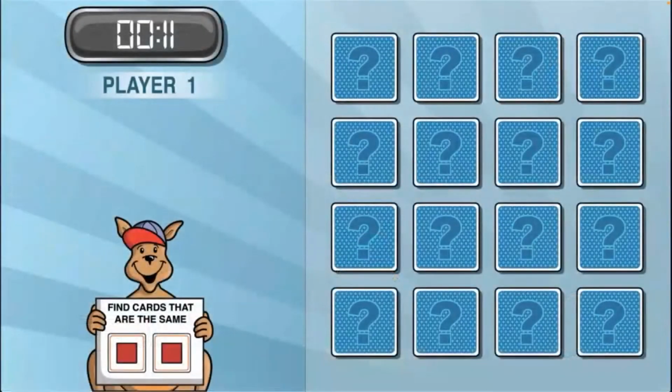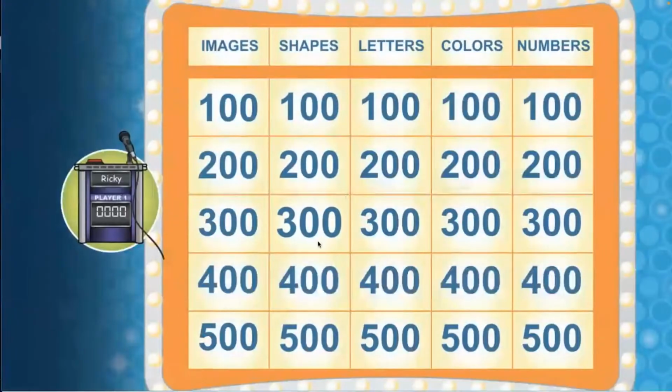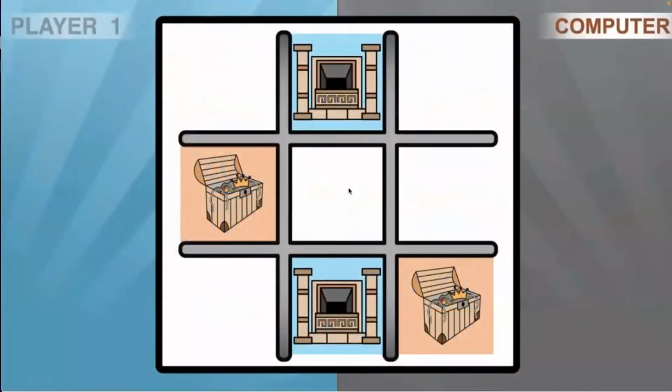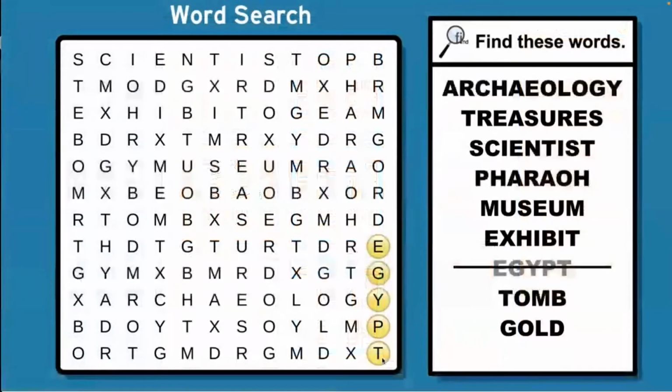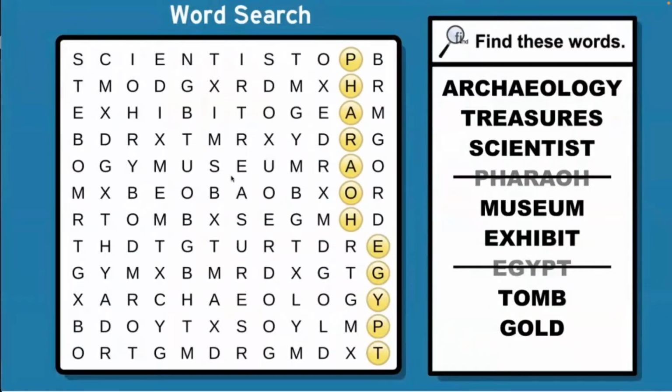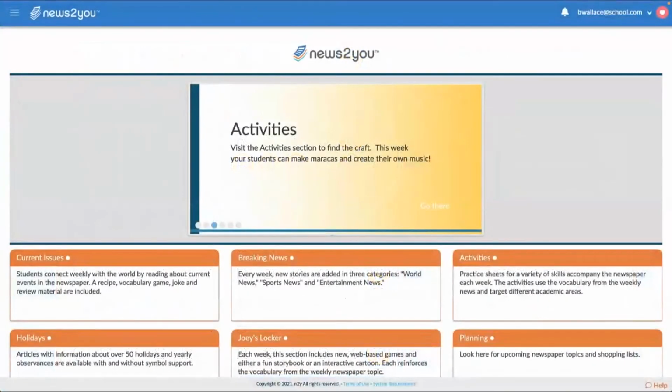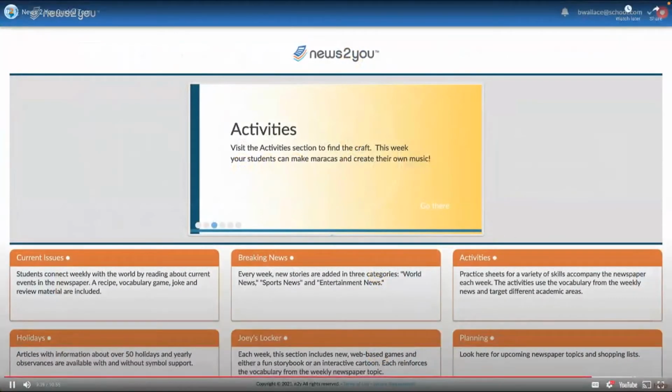test their recall ability with a memory game, answer questions correctly and earn points in Quiz Show, play tic-tac-toe against the computer, and search for a list of keywords. And Student View allows students to play these games wherever they are learning. Those are just a few highlights of News to You, but there are so many more resources available.